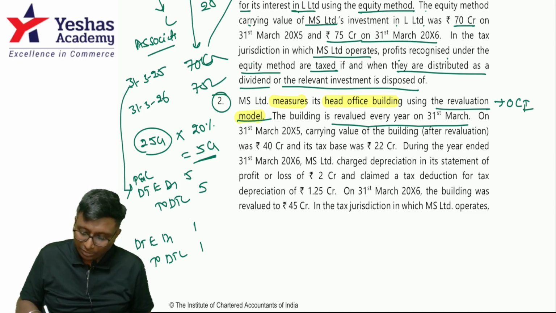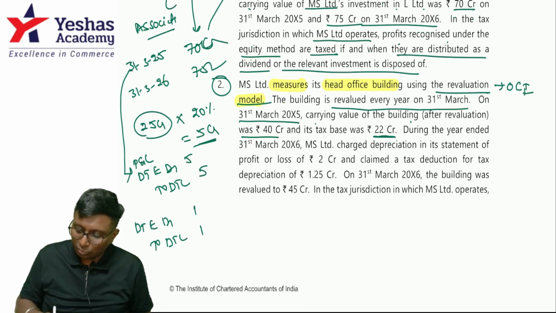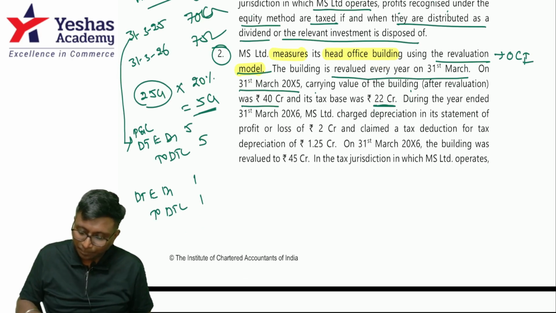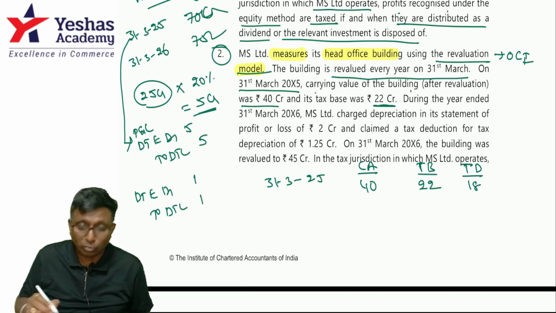Okay. So on 31st March 2025, the carrying value of the building after revaluation is equal to 40 CR. Its tax base is equal to 22 CR. Which date is this, my dear? This is as on 31st March 2025. Correct? Carrying value is equal to 40 CR, but the tax base is equal to 22 CR. Right. So there is a difference. There is a temporary difference. Difference of how much? That is equal to 18 CR.